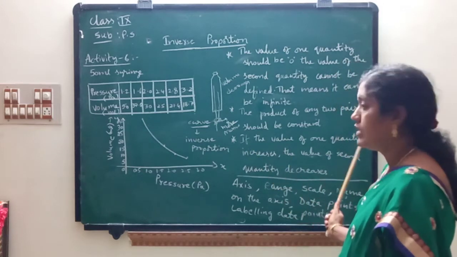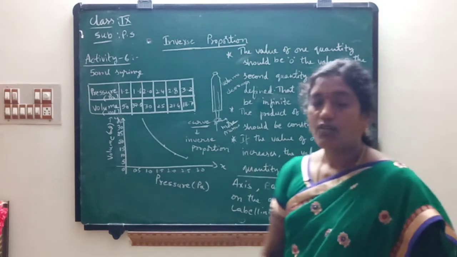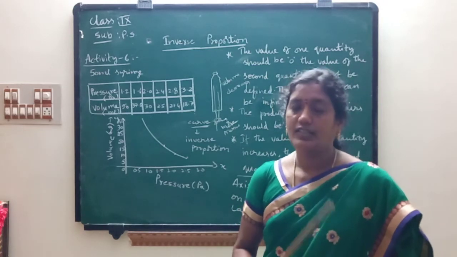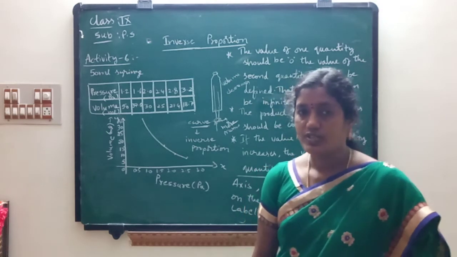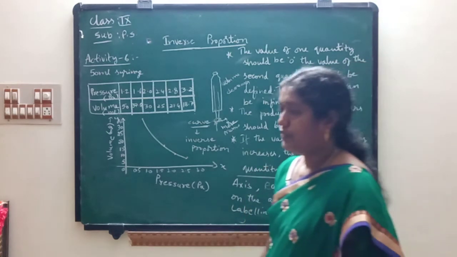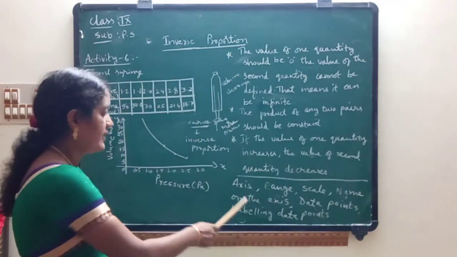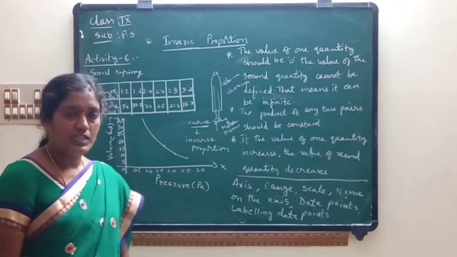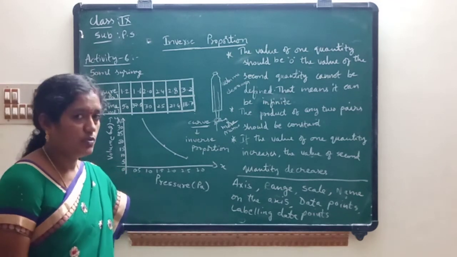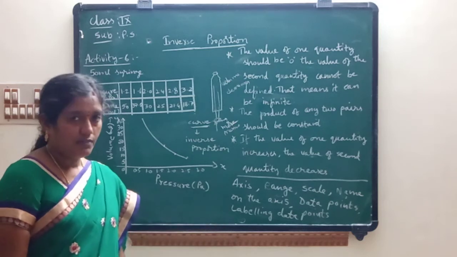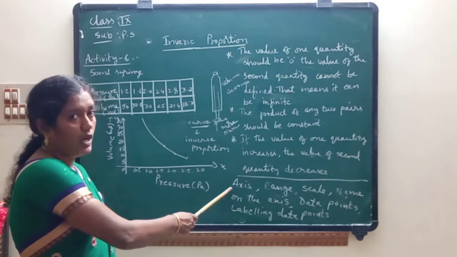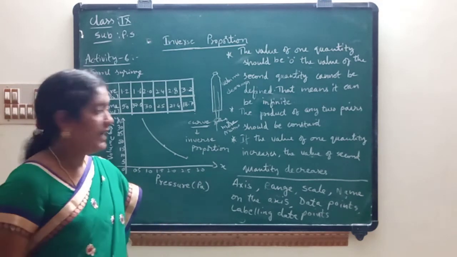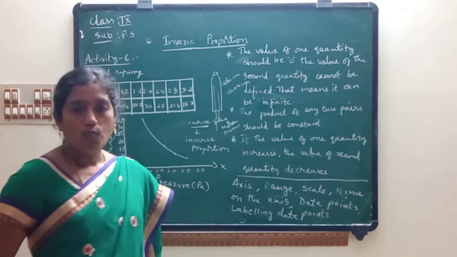And if one quantity increases, then the second quantity decreases, in this case of inverse proportion children. Next, coming to what we have taken on the axis. So these are the steps in construction of a graph. After completion of every graph, you have to check whether all these are verified or not. Axis. What is axis here? On the x-axis we have taken pressure and on the y-axis we have taken volume children.